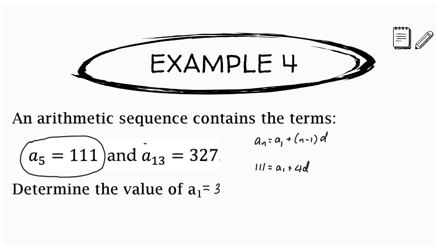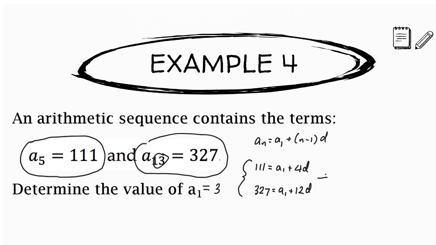I can also write a second equation using the second piece of information, and that would look like this. 327 is equal to a1 plus, since it's the 13th term, and 13 minus 1 is 12, 12 common differences. Here is my system. If I use an elimination method, I can subtract the first equation from the second, and that will eliminate a sub 1. And that'll leave me with 216, that's 327 minus 111, is equal to 8d. Dividing by 8, I find out that 27 is my common difference.